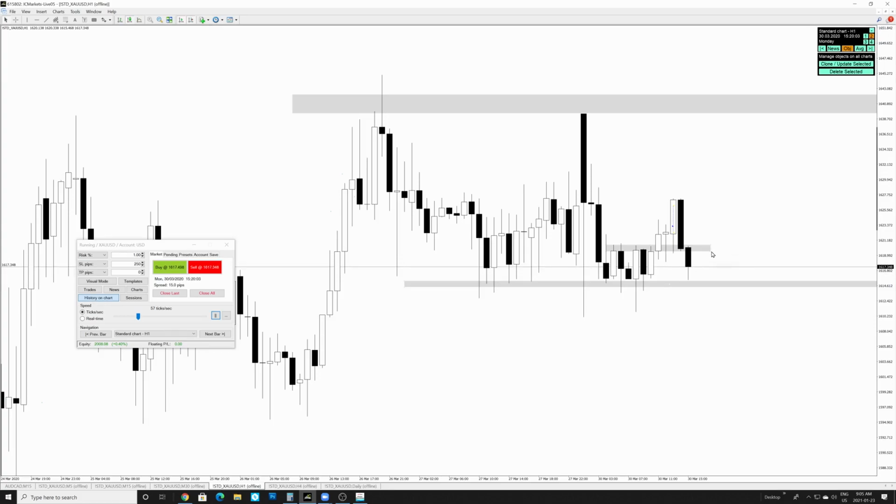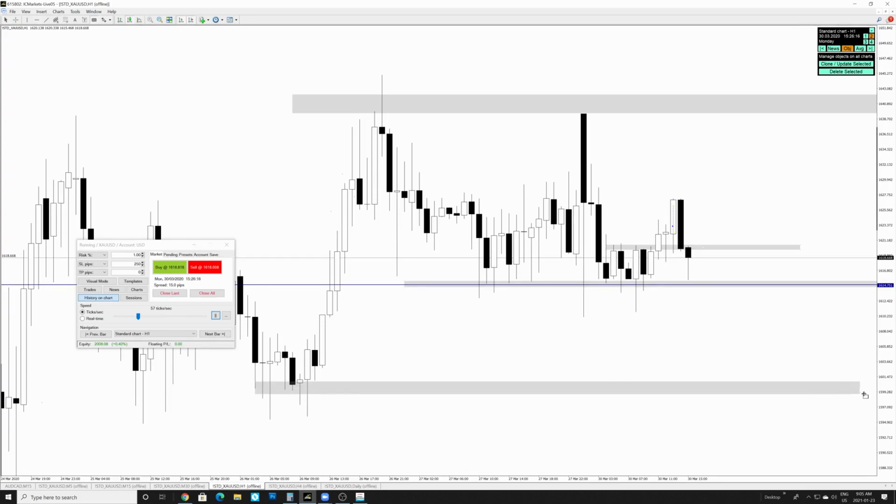The only thing I can see at this point is that if we start breaking back above, then we can continue up to fill this range over here. But if we start breaking below the lows, then obviously price can potentially continue down to this area right over here. So let's just see how this candle closes.